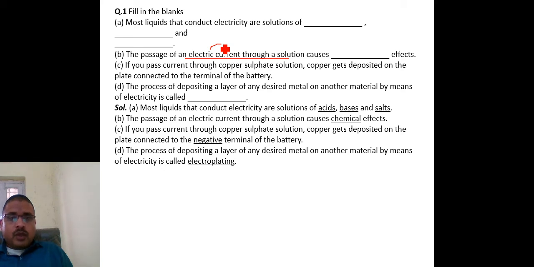If you pass a current through a copper sulfate solution, copper gets deposited. We are talking about the third part: it gets deposited on the plate connected to the terminal of the battery. As I already told you, there is a cathode plate and an anode plate. The deposit takes place only on the cathode plate, that is the negative terminal. You can also see it here. And the process of depositing a layer of any desired material on another material by means of electricity is called electroplating. These are the answers given here.